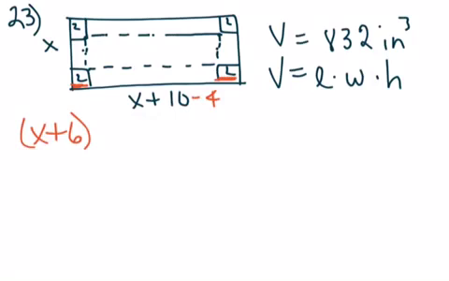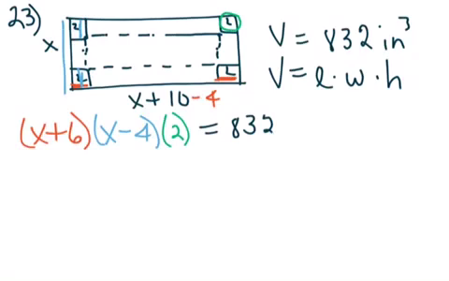Then to do the width, this was the original width, but we're going to take 2 off of each end. So that's going to be x minus 2, which would be x minus 4. Here's the part that some students have a hard time seeing. They are asking how tall the box will be. Well, if I cut the square out, and stand it up, that means the height is going to be 2. So then our volume is equal to 832.